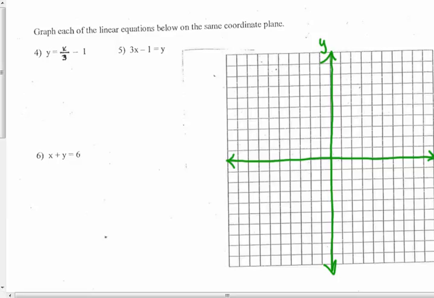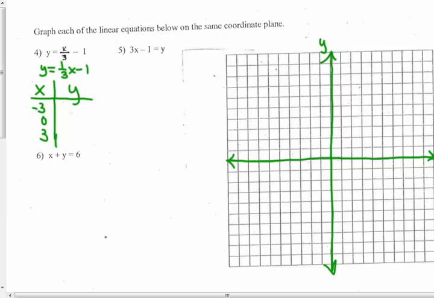Graph each of the linear equations below on the same coordinate plane. I talked about this in class, how when you have 1/3 x, that's another way I could write this as 1/3 x minus 1. So when I choose values for x, I want to choose values that are going to give me whole numbers or that are going to clear that rational. So I'm going to choose negative 3, 0, and positive 3. Or I could have chosen negative 6, 0, and positive 6.